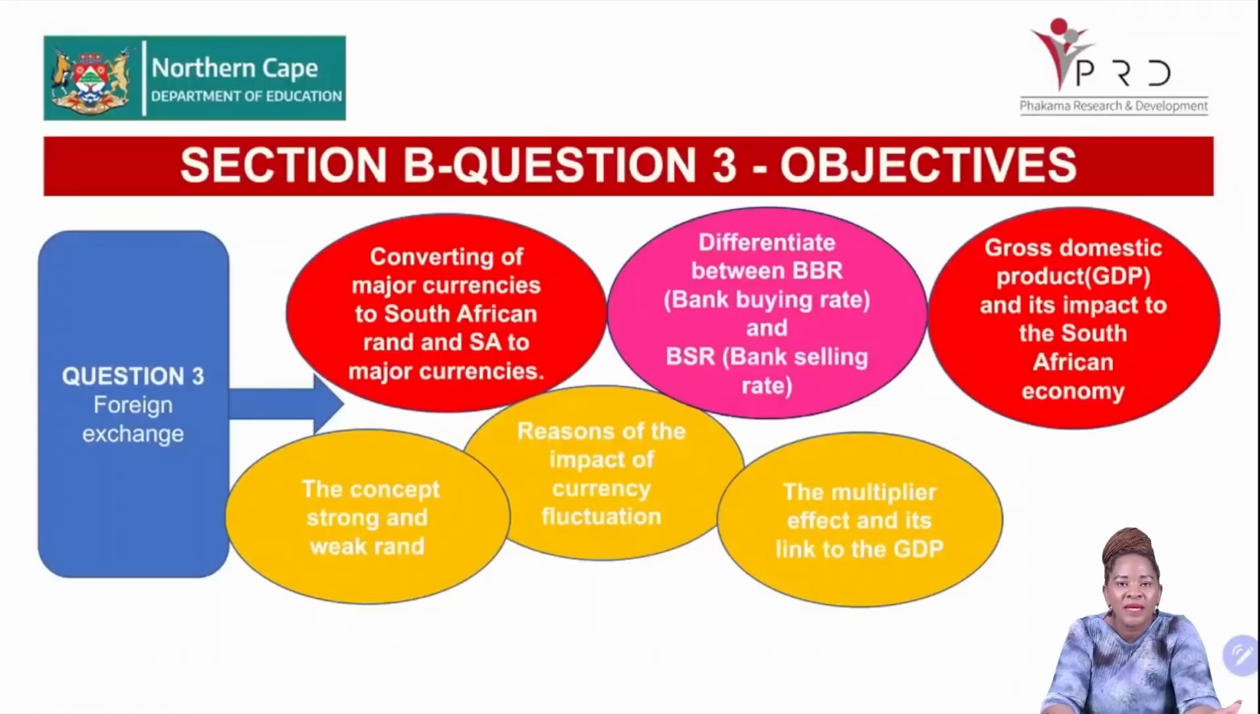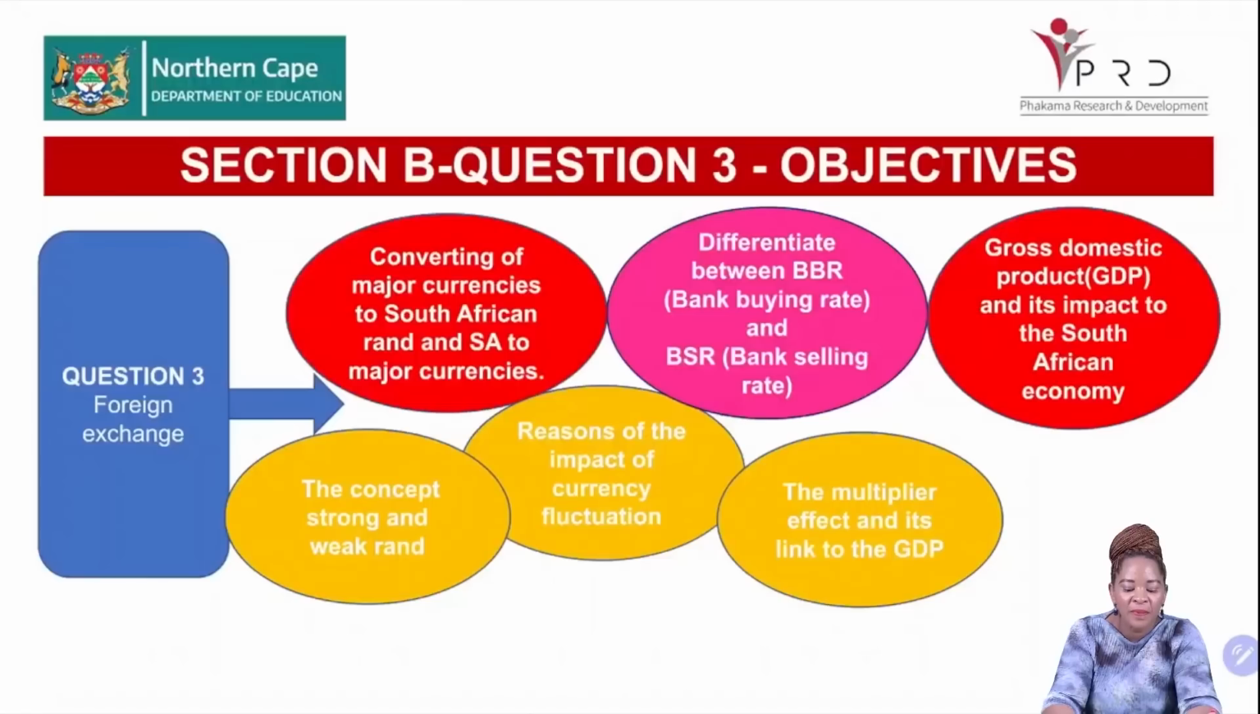The other thing that is important for you to know in question 3 is to be able to differentiate the BBR and the BSR, bank buying rate and the bank selling rate. And also gross domestic product and its impact to the South African economy. Remember, gross domestic product in short is known as the GDP. You have that content in your book. And then the concept of a strong and the weak rand, you need to know that in question 3.